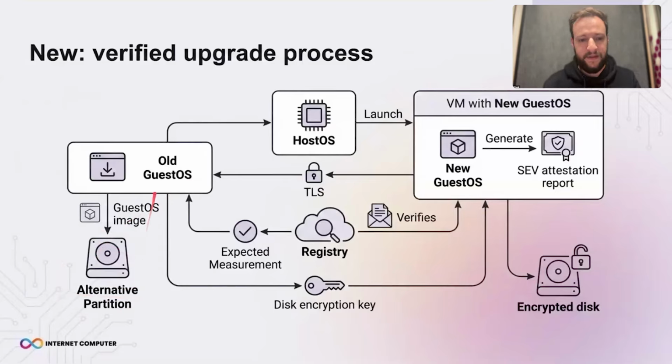After this is successful, the old guest OS requests the host OS to launch a virtual machine with the new guest OS. The new guest OS boots up and generates an SEV attestation report containing the measurement. Of course, this measurement is going to be different for the old and the new guest OS, since the new guest OS has a different code. At this point, the new guest OS talks to the old guest OS. It sends a request to the old guest OS over TLS and sends the SEV attestation report that it just generated.